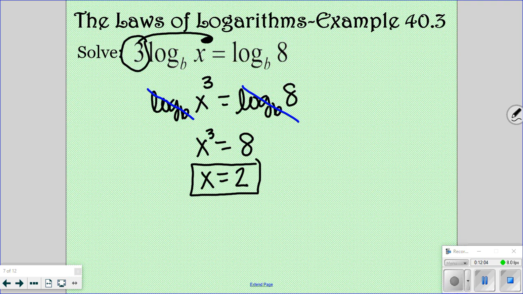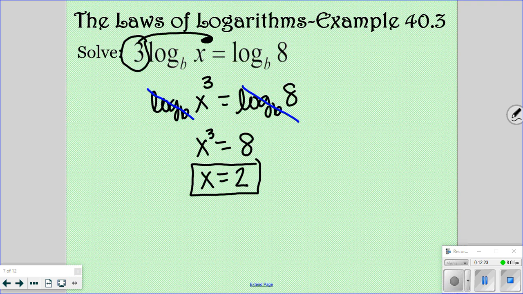Sometimes they'll combine them into multiple, where you have multiple parts that you'll have to do. You may have to do the power rule and then the product or the quotient rule, and that's okay. But that's how you use each of the 3. The goal is basically to get one log on each side of your equation.